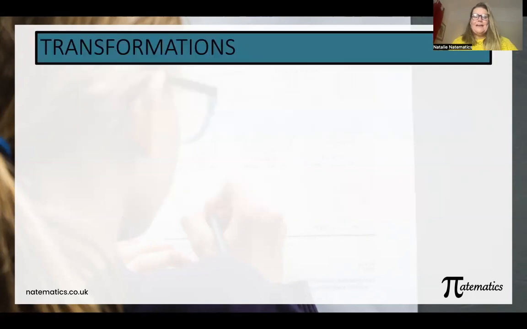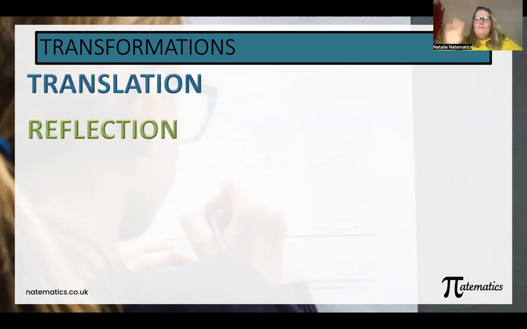Okay, so this is aimed at up to a grade 4. You may see these at higher level, but the easier questions. I'm not going into negative enlargements or fractional enlargements. So I'm at the bottom end of transformations.